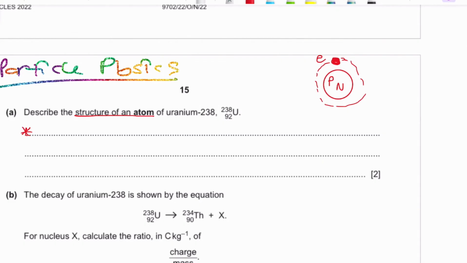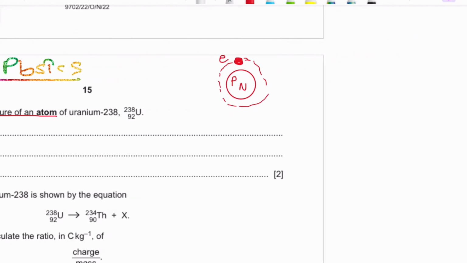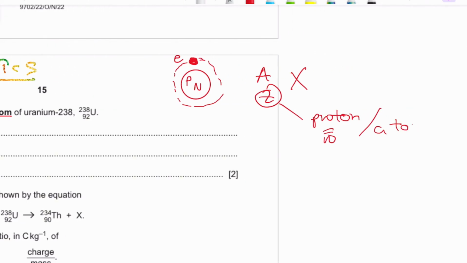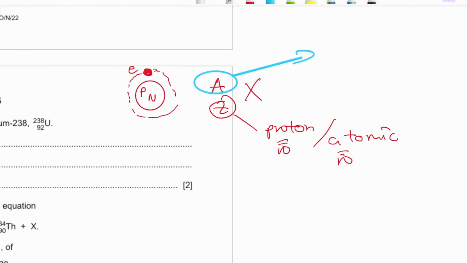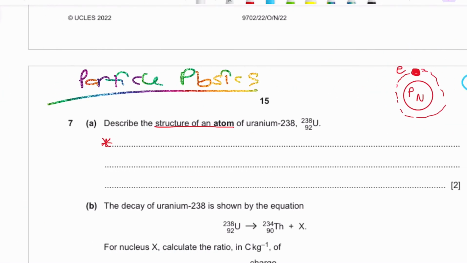So if it has 92, basically when you write these things, it's actually A, Z, and X, right? Z is basically the proton number, also known as the atomic number, okay? And A is basically the mass number, also known as the nucleon number. So it's very important for you to be able to distinguish that.